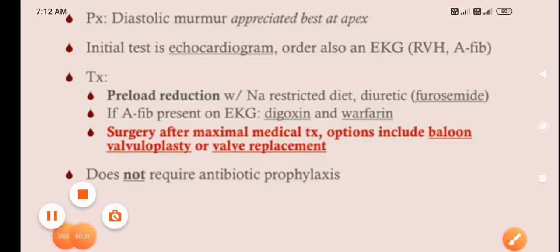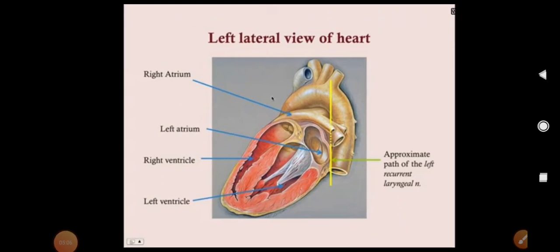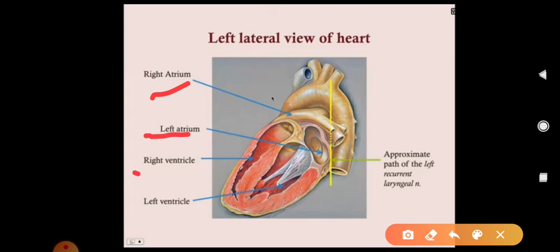So guys, I hope it's clear why there is hoarseness of voice. I will explain it. Let's see this diagram. This is the right atrium, right ventricle, left ventricle. The left recurrent laryngeal nerve lies between the aorta and the pulmonary trunk, behind the left atrium. When the left atrium hypertrophies and its size increases, it compresses the left recurrent laryngeal nerve. It causes hoarseness of voice.